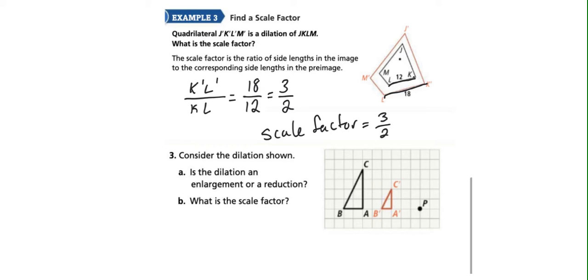Okay, so hopefully you tried number 3. I'm going to quickly go through it. Is this an enlargement or a reduction? Well, our new image is smaller, so it's a reduction. And then one of the sides we can easily compare is AC and A prime C prime.